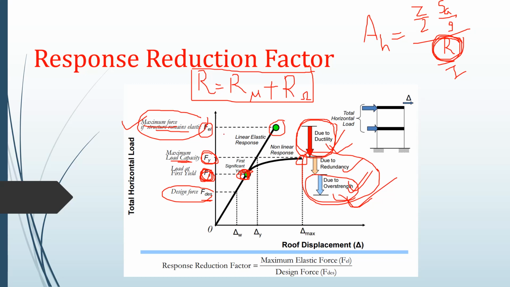So finally, what we see is that all three factors, due to ductility, redundancy, and overstrength, are accounted for in the response reduction factor. And because we are dividing this coefficient by the response reduction factor, the higher the response reduction factor, the lower will be the value of this acceleration coefficient, and hence the lower will be our design base shear.